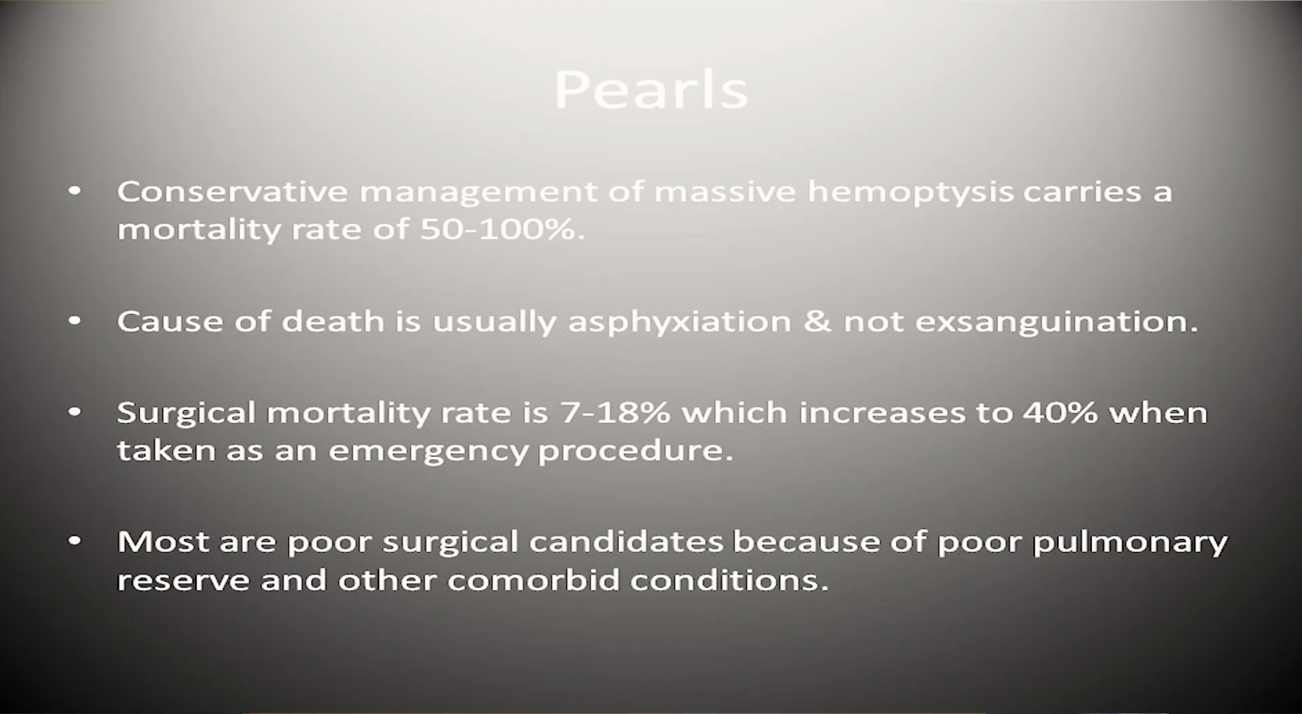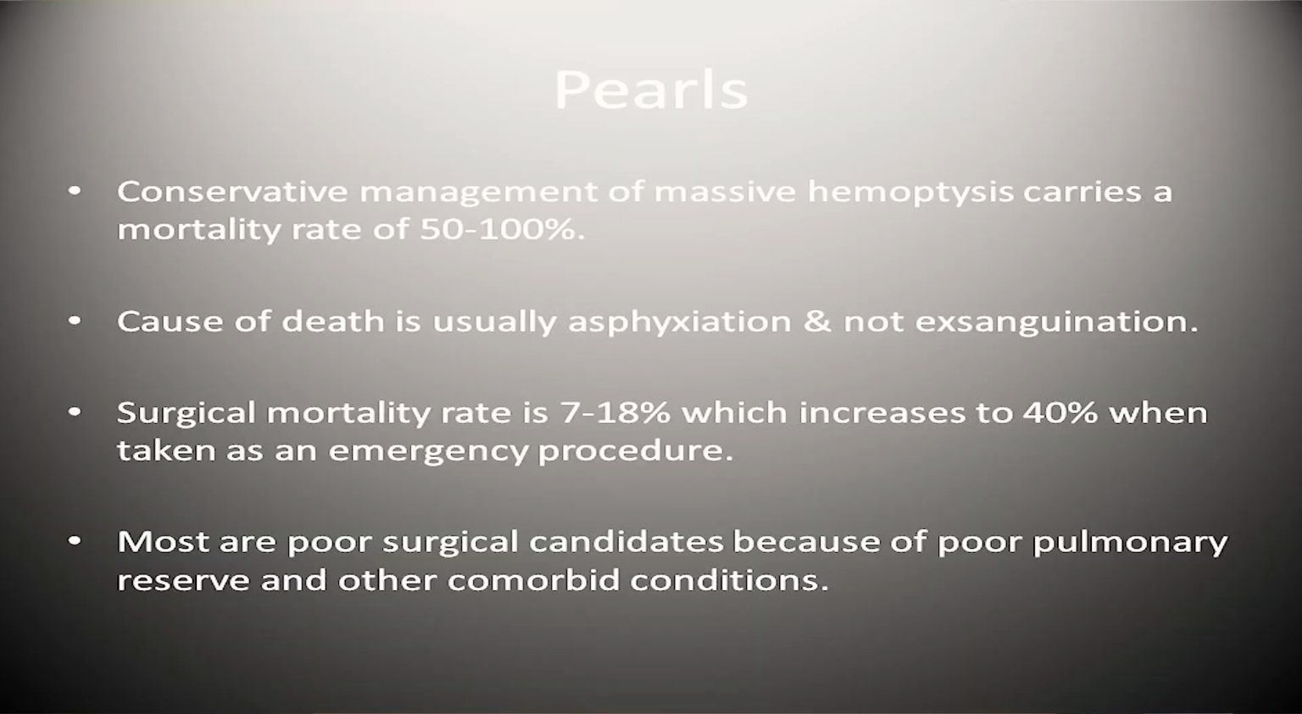Then some of the pearls are, sometimes we think that not doing anything perhaps is the best thing. But in this case, probably you want to be a little bit more aggressive, especially when there is massive hemoptysis, because mortality rate is pretty high, 50 to 100%, based on what kind of series you are seeing. And the second thing which is important is, since we already established this is not a big amount of blood, these people die because of asphyxiation.